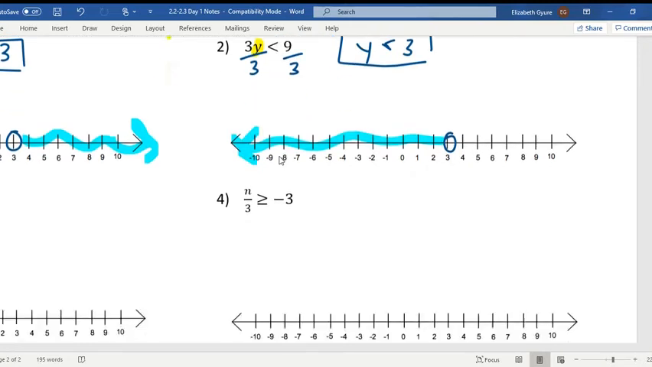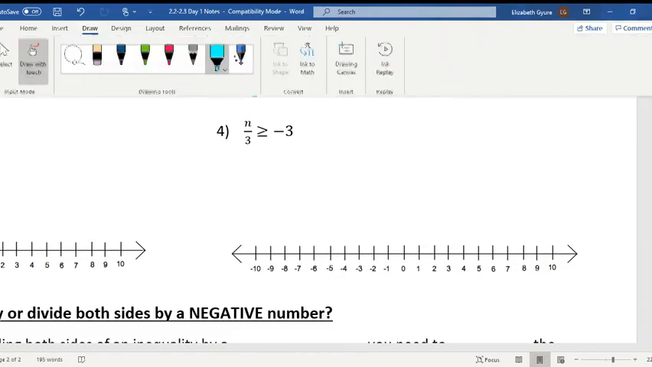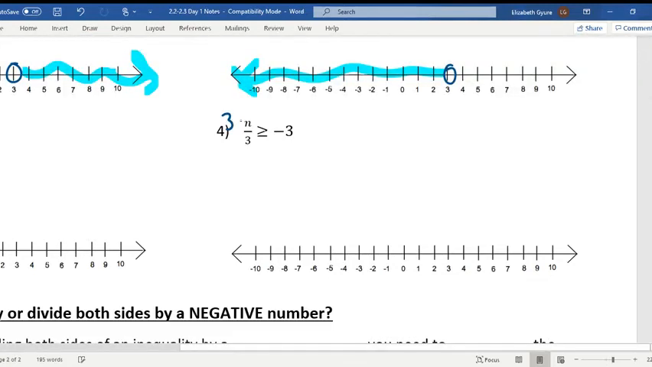All right, last one of these. Number 4, we have n divided by 3 is greater than or equal to -3. Hannah, what opposite operation would I do here? It is greater than. What would I do to get rid of dividing by 3 though? Yeah, we would multiply, good.